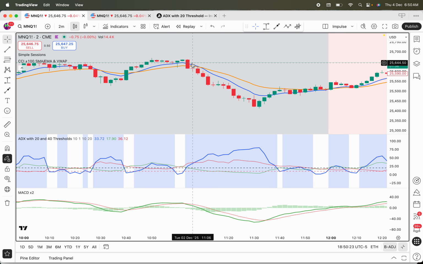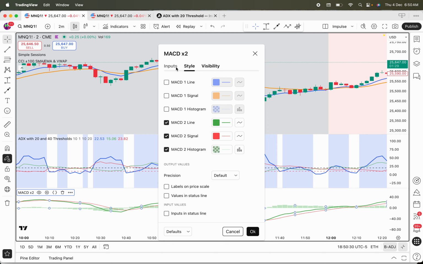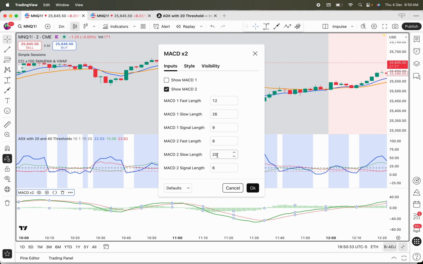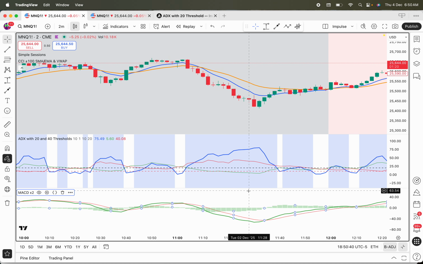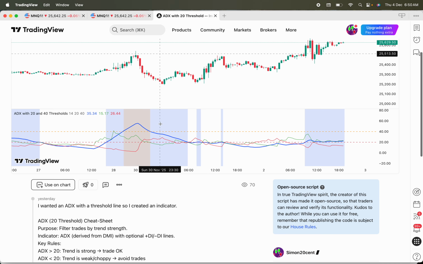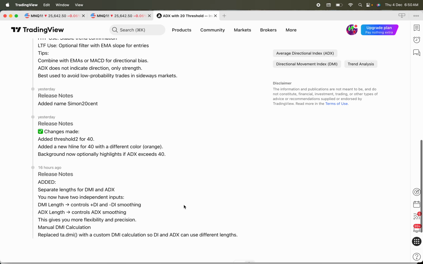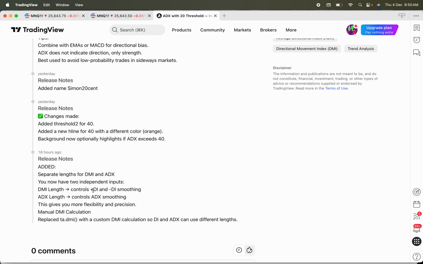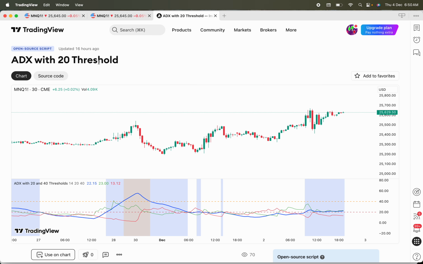On the chart there's a 9 and a 20 EMA, and this MACD is one that I've designed. There's an 8 and a 20, and the signal length is a 6. This MACD times 2, there's actually 2 MACDs in here, but we'll just use the one. And on the chart here, this is the one I've just recently put together. This is called ADX with 20 threshold. I've actually upgraded this and added some other bits and pieces, and I can't change the name of it.